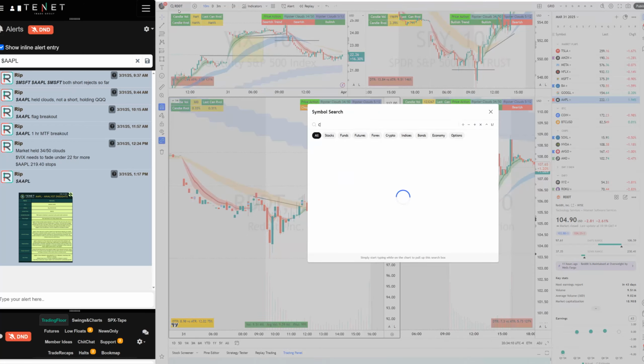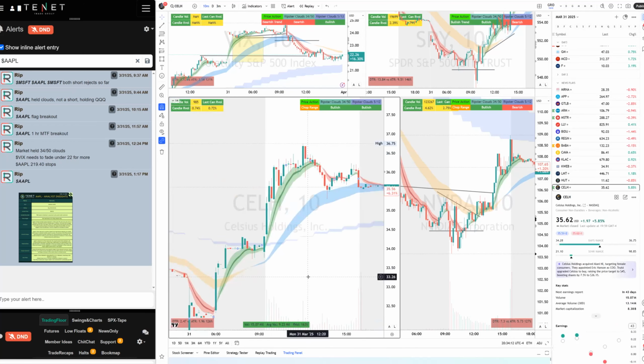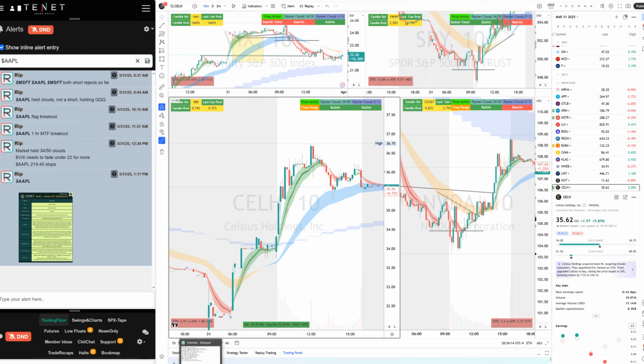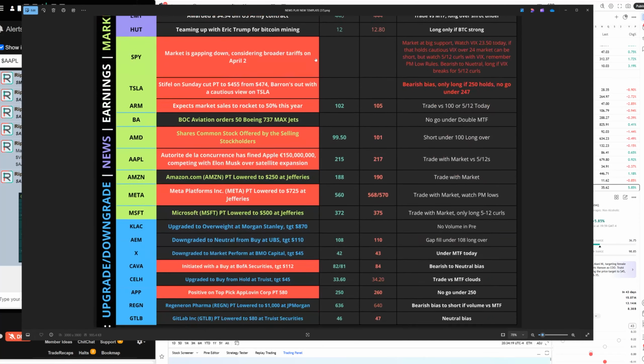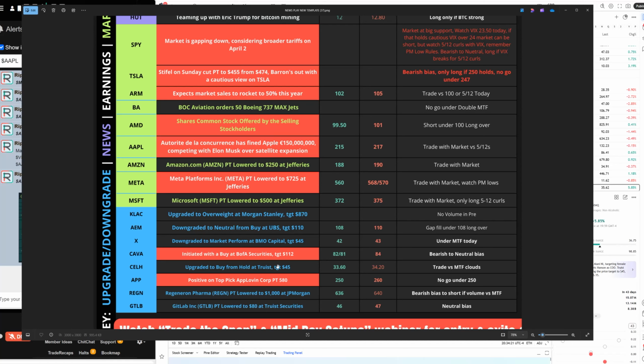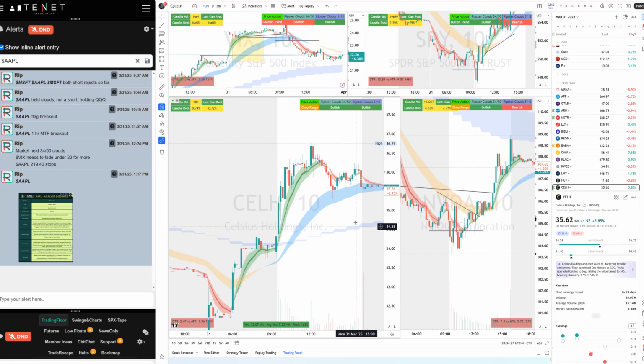So the next one we're going to look at is CELH, right? CELH was an MTF long today. Let's go to the game plan and see what it was. CELH was upgraded, tourist trade versus MTF clouds, 3360, 3420. Simple setup, guys. MTF push. I personally was too focused on the market. Usually I focus more on the news plays, but this was a good setup.